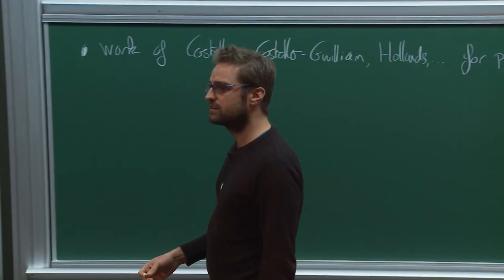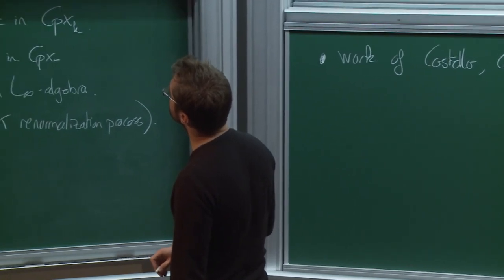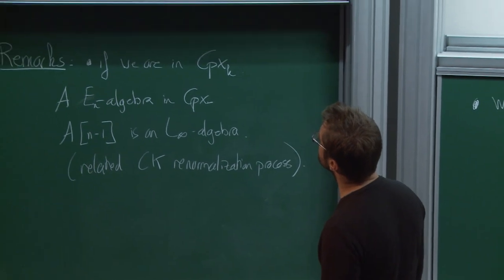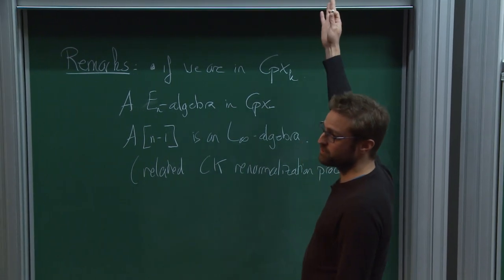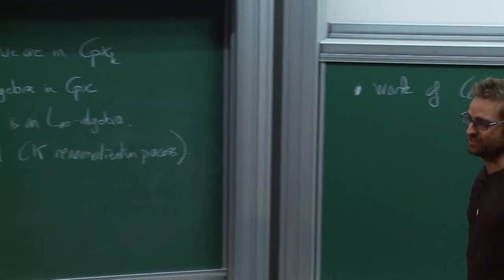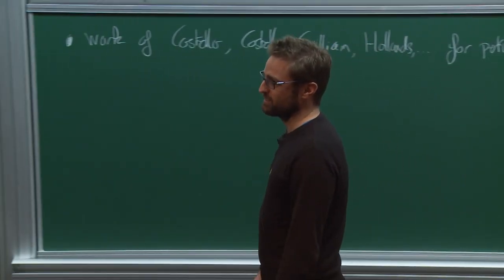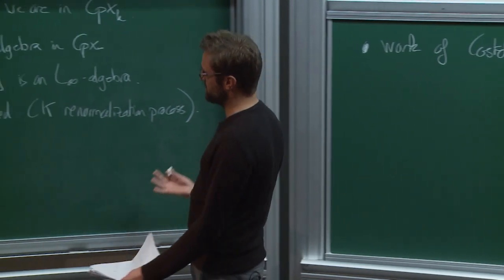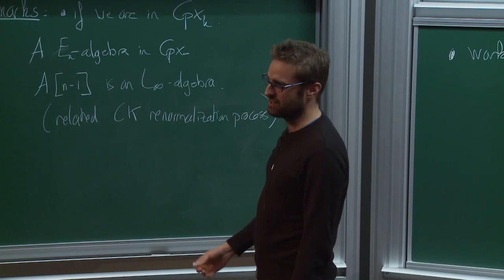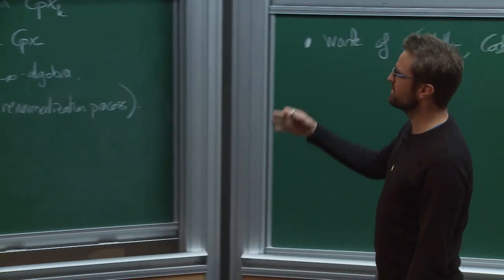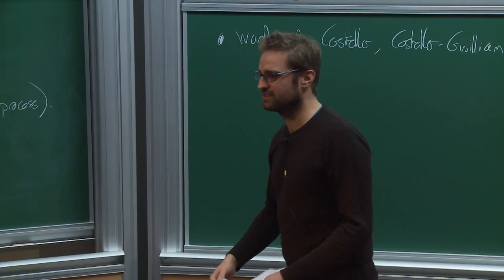Is it a property or a structure? Do you need to just define a section, or is there something you have to check? Yeah, you have to construct an interesting EN structure on this. So it's not a matter of checking. It should come from some kind of operator product expansion. But you have to construct this EN structure, the action of the EN operad. It's not something that you have and then check that it satisfies the axioms. You really have to construct it.